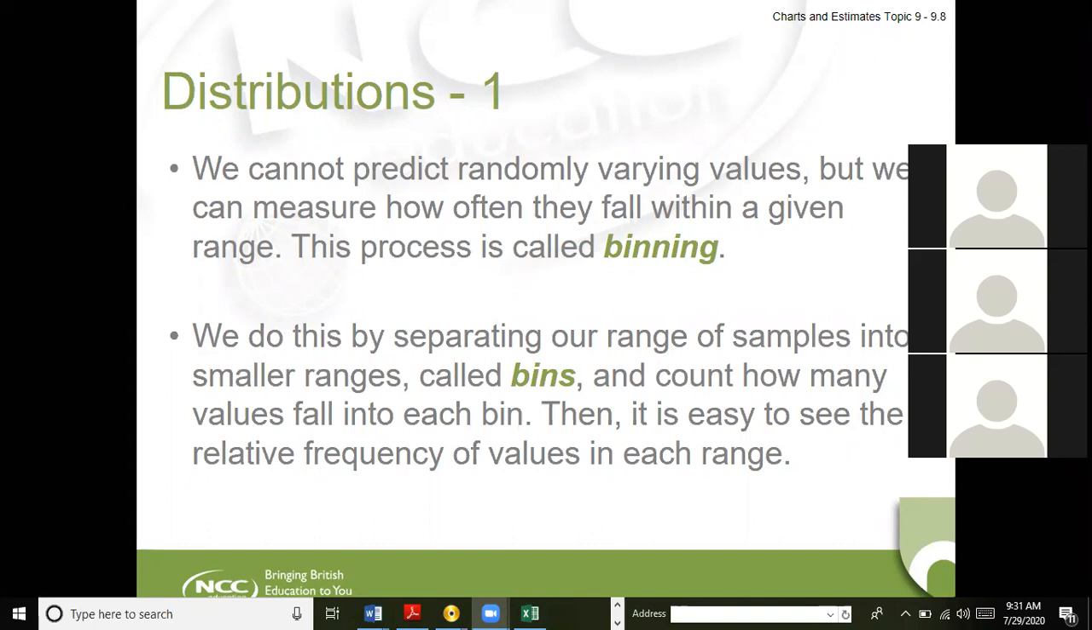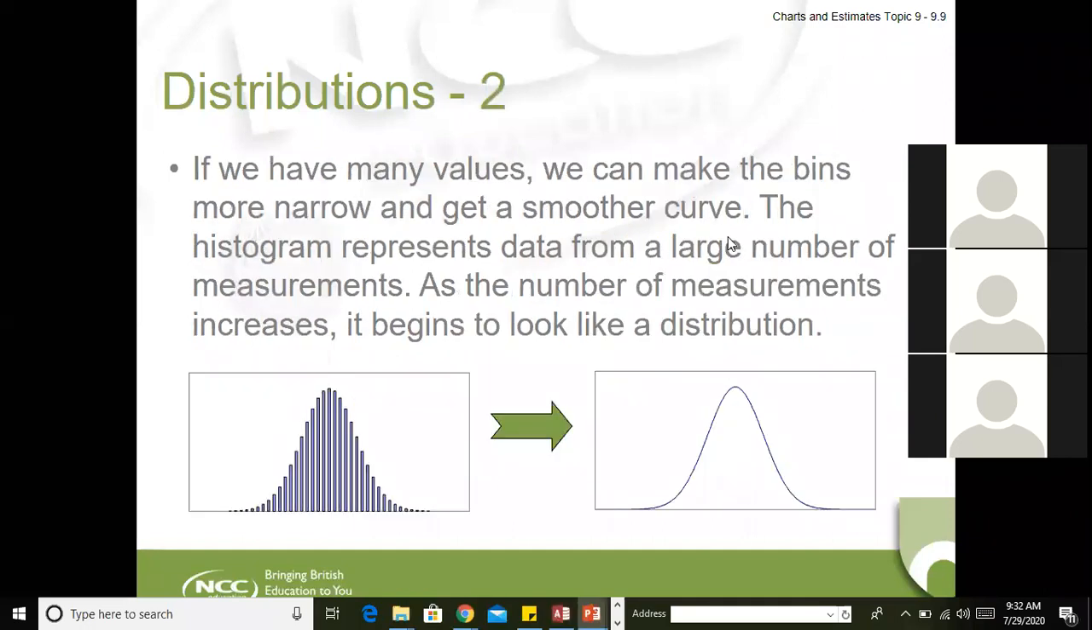This is done by separating the range of samples into smaller ranges. These smaller ranges are called bins, and we count how many values fall into each bin. It's very easy to see the relative frequency of values in each range. This is the distribution. By the way, this is part of statistics, and you have to know what a distribution is all about.